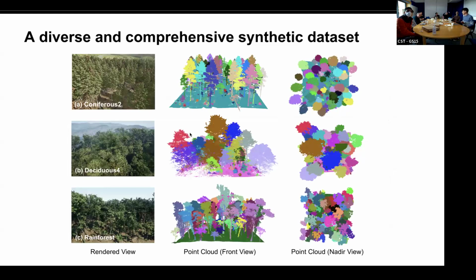This is a quick check to see how the synthetic data we have generated looks. The first row is a coniferous scene. The left column is the rendered view, and on the right is the simulated UAV laser scanning data using our pipeline, with instance labels, so every different color distinguishes which tree the points belong to. And this is the native view. We have coniferous, deciduous, and we also have the rainforest.